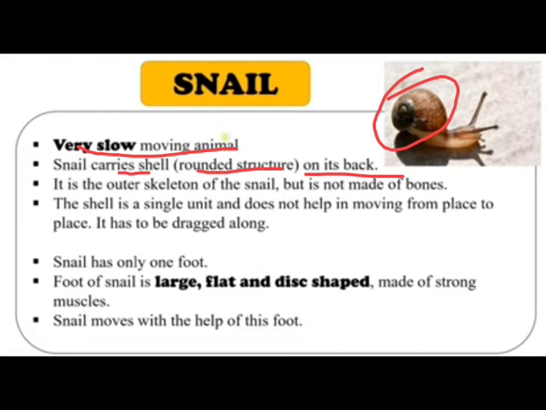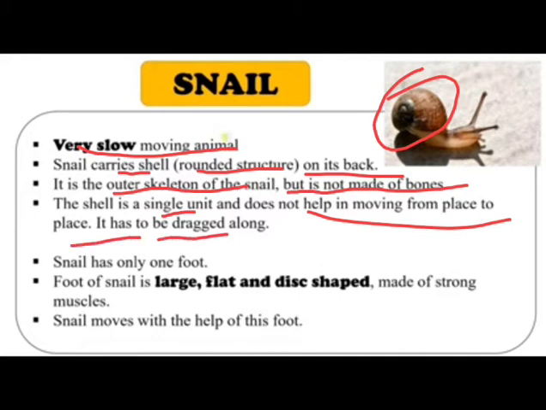It is the outer skeleton of the snail but is not made up of bones. So this shell is the outer skeleton of the snail, but this shell is not made of bones, and the shell is a single unit and does not help in moving from one place to another. It has to be dragged along. And the snail has only one foot.